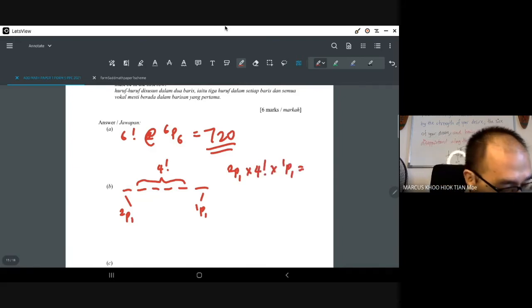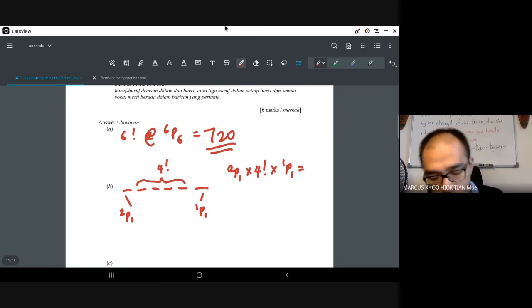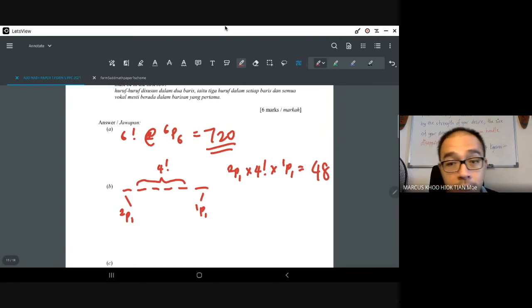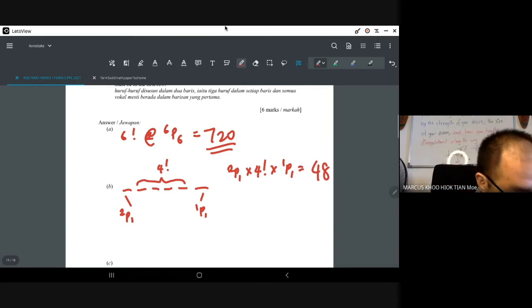Which will give you 2P1 times 4 factorial, where's the factorial sign? Oh, there, times 1P1. Which will give you about 48. Hold on.